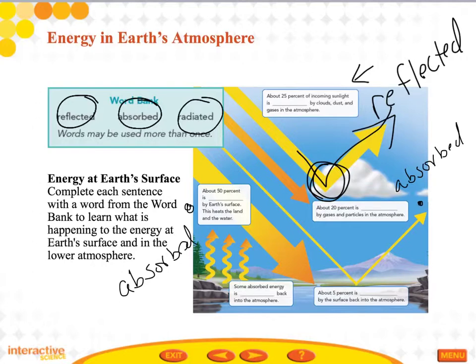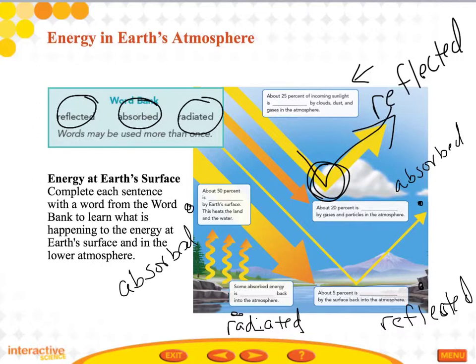Now, for this bottom one down here, some absorbed energy is radiated. You guys should remember that word back from when we talked about radiation and convection. So then this last one down here, this one has about 5% reflected. So again, this is another reflected where it actually heads back into the atmosphere when it hits the surface of our Earth.